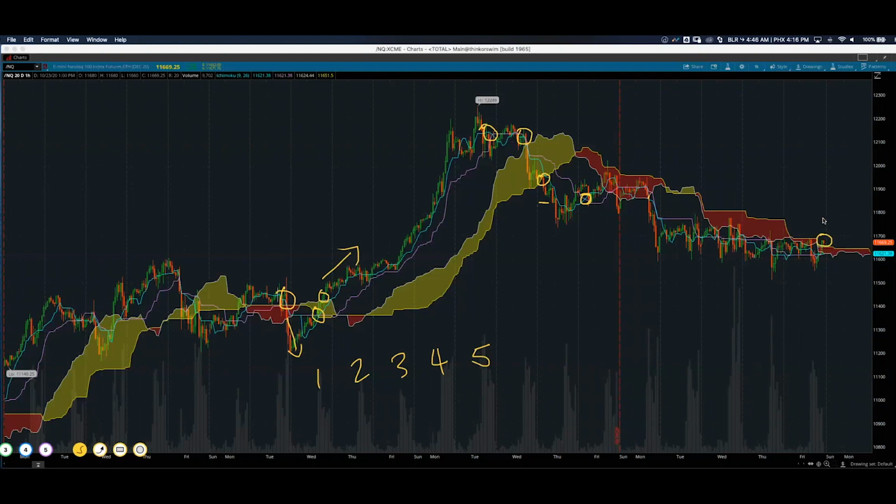So we'll see what happens when the futures open Sunday evening. But you can see the cloud does draw itself out for another day. So I can see it.